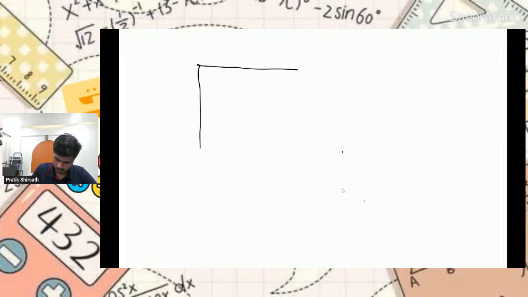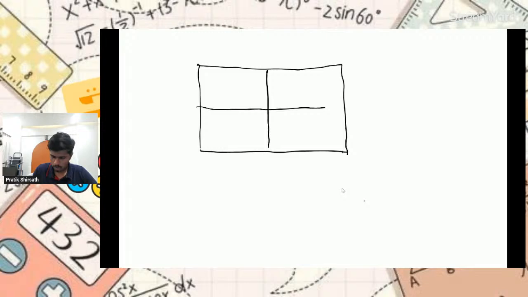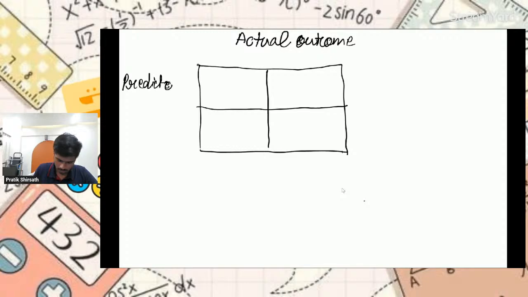Now I will draw a simple box, four boxes, no issue. This will be my actual outcome. Okay, this will be my predicted outcome. Now, as I have earlier discussed, let us take a model. Which model? For example, the email spam detection model.